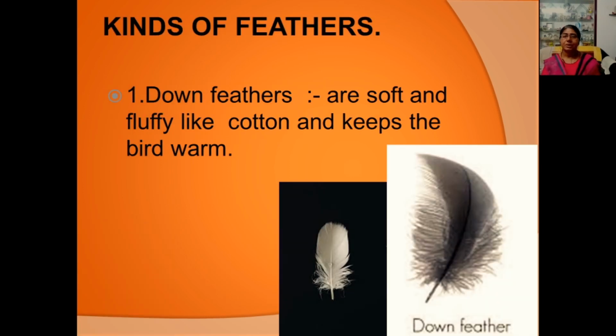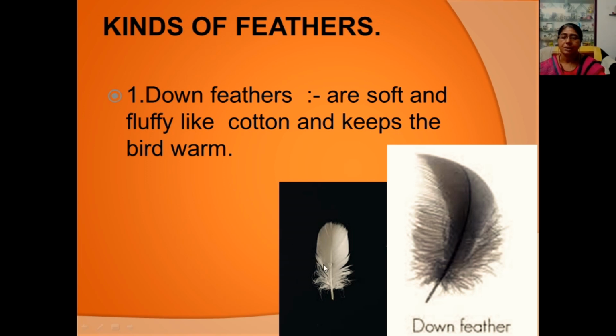Last class we also learned about an important feature of birds: feathers cover the entire body. So they have different kinds of feathers. There are three important kinds of feathers. First one is down feathers. These feathers are very soft and fluffy like cotton. They keep the birds warm.